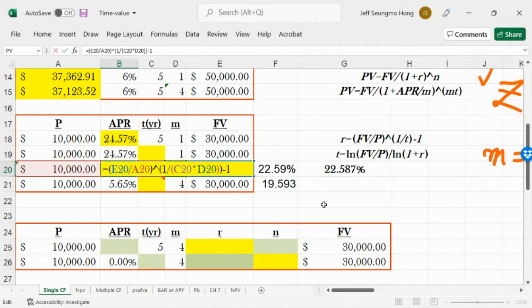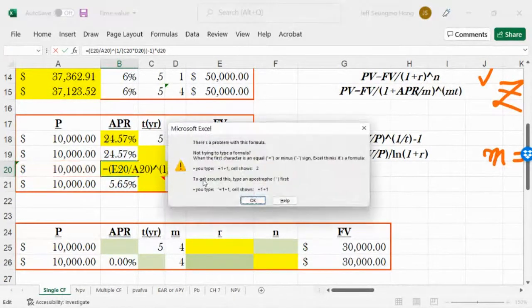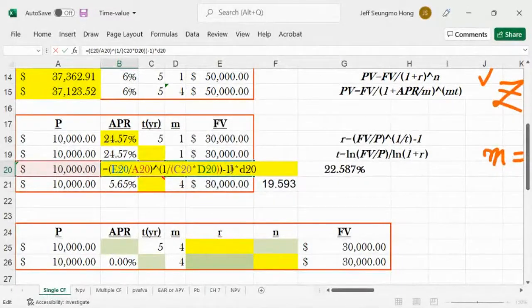So then what do you need to do? Because this is the quarterly rate, all you need to do is simply multiply that by 4, multiply by M, and you're going to get, so M is in D20. You'll simply enter D20. The whole thing.